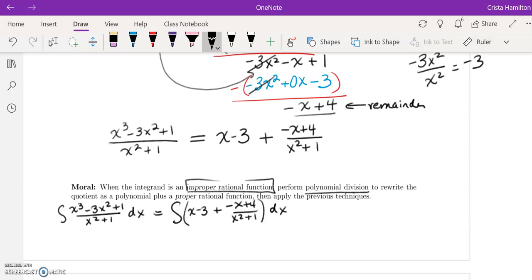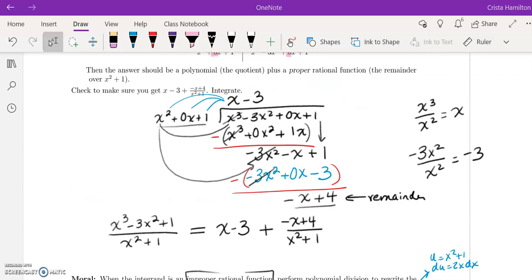And I want you to pause the video and come back when you think you have this integrated and check with my key. All right, so let's check and see if you actually came out at the end of this, kind of getting the swing of things.